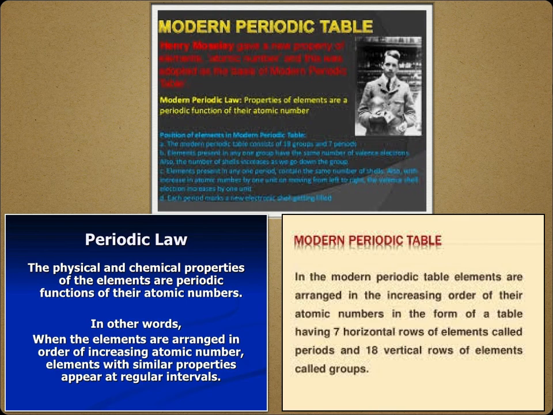In the modern periodic table, the elements are arranged in accordance with the atomic number. As a result, most of the drawbacks of Mendeleev's periodic table appear to be removed. However, the ambiguity about the position of hydrogen is not removed even in the modern periodic table.